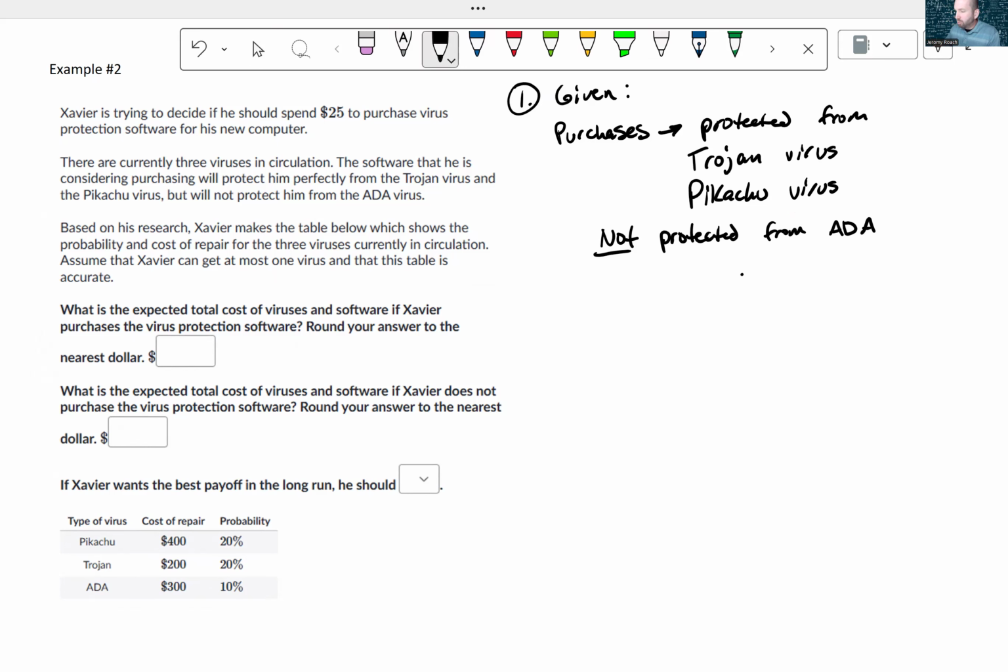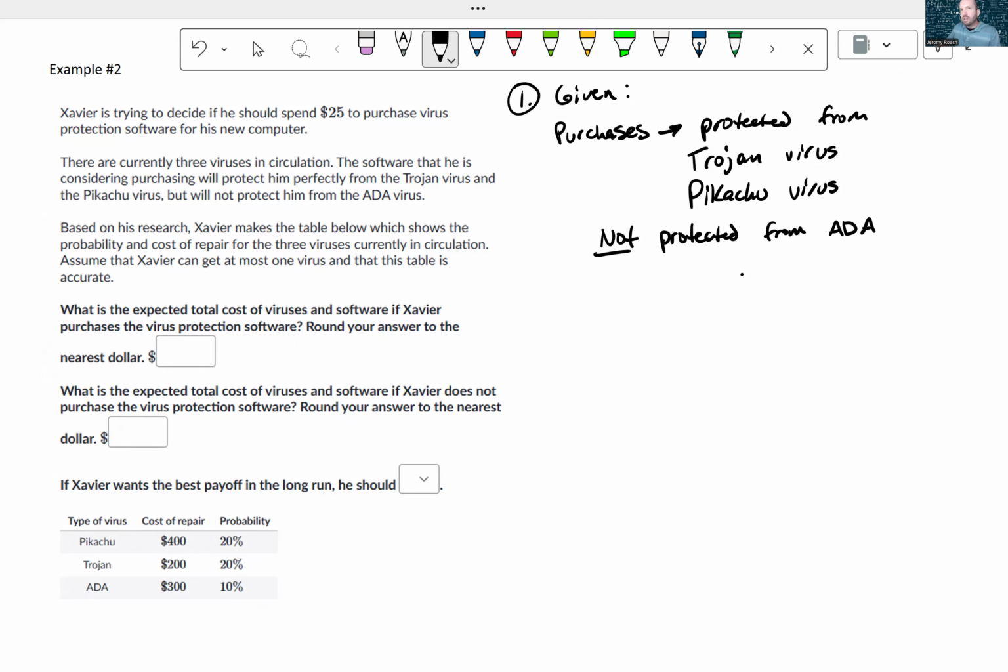There's just so much in this problem. I'm writing out a summary of the given information. He makes a table below also that shows the probability of the cost and repair of these three viruses that are in circulation. We want to assume that he can get at most one virus and that this table is accurate. So we have the type of virus, how much it would cost to repair, and the probability.